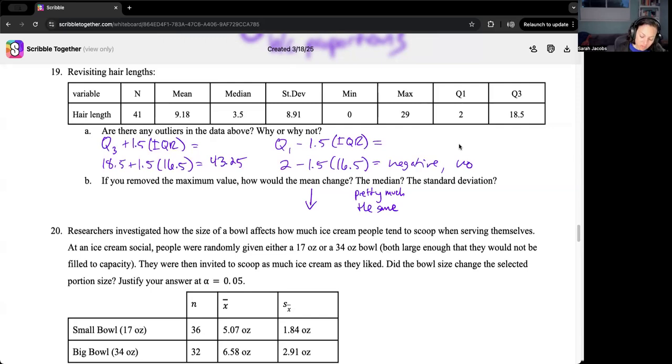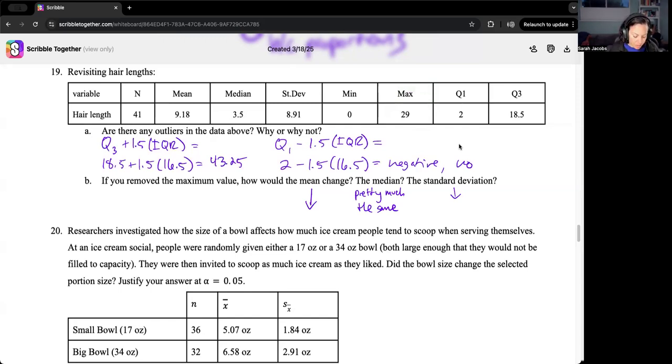And then the standard deviation should go down, because if we take the value that's furthest away from the end out, everything's going to be a little closer in, right? Everything's a little more clustered together. Maybe not going to go down a ton, but it goes down a bit.